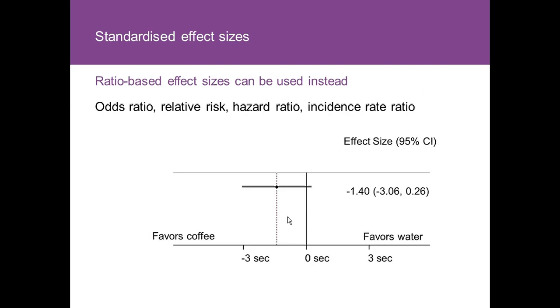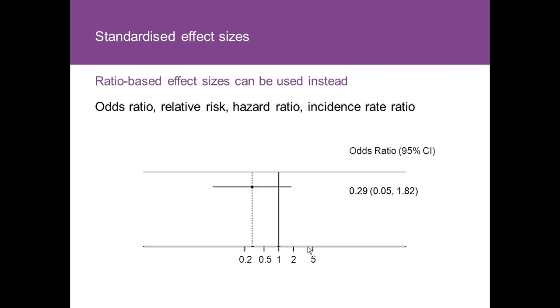For ratio-based effect sizes, we have a different approach. Odds ratios, relative risks, hazard ratios or incident rate ratios can be used for these forms of data. However, as you'll see from the example below, the null value that we used to have was set at 0 because this was a difference between means. For ratio measures, the null value is set at 1 because you're looking at the ratio between one group and another group.